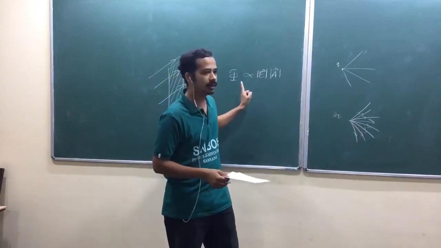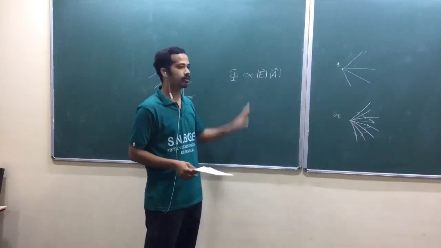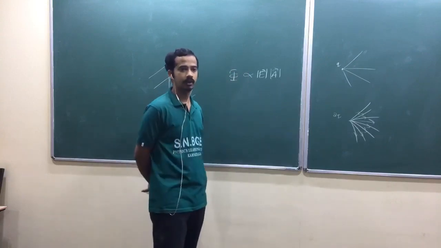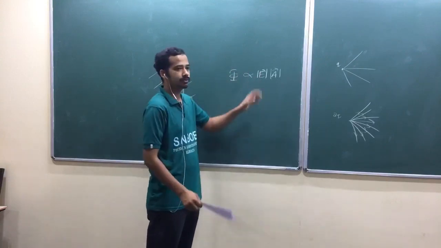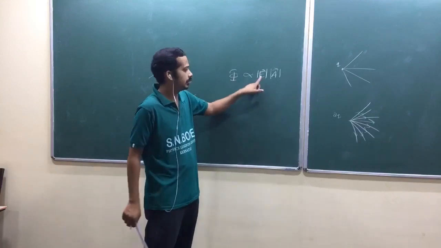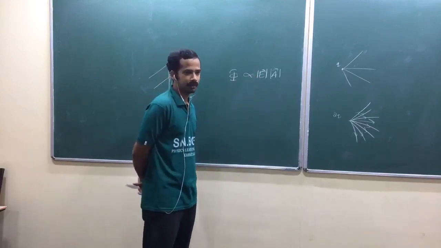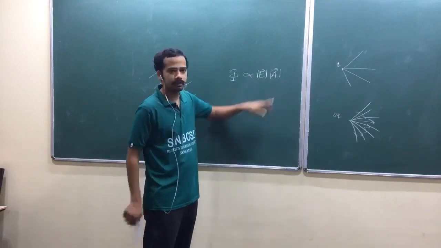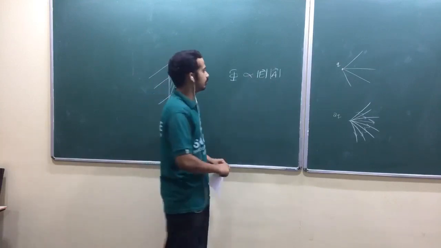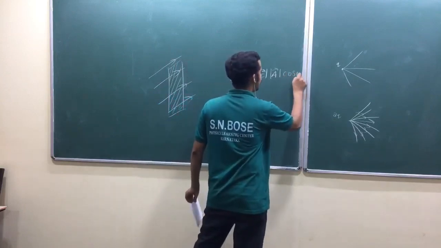What we are having here, flux is proportional to... flux is a measure of how many field lines pass through this area. Is that okay? That depends on the magnitude, obviously, because magnitude will decide the number of field lines. Is that okay? So now area, obviously if area increases, flux will increase. Not only that, some cos of the angle between them.